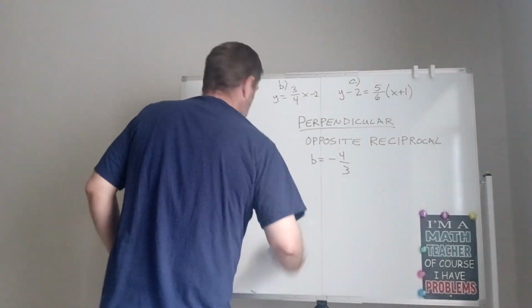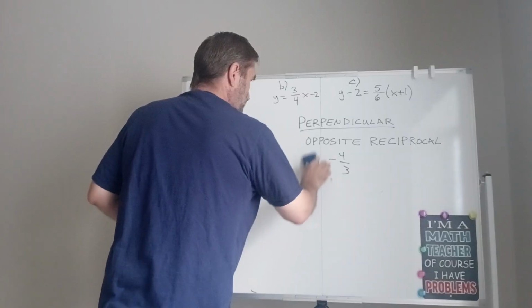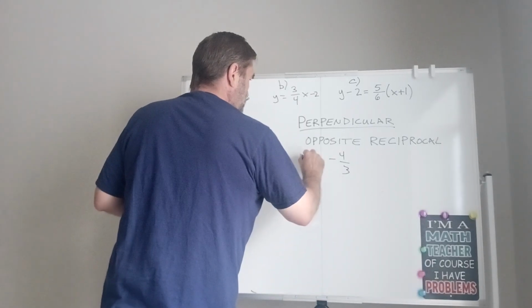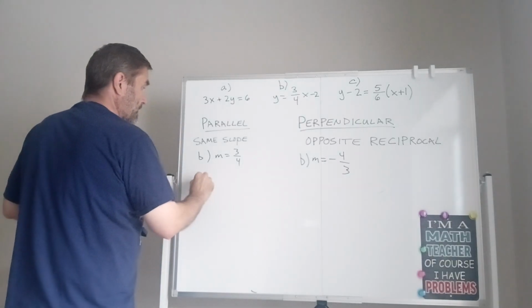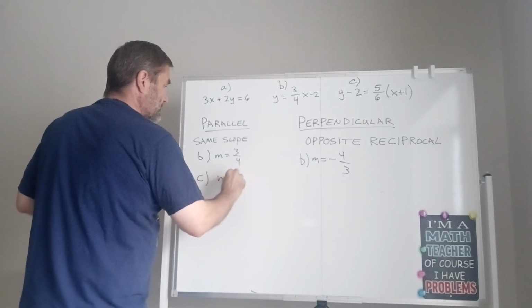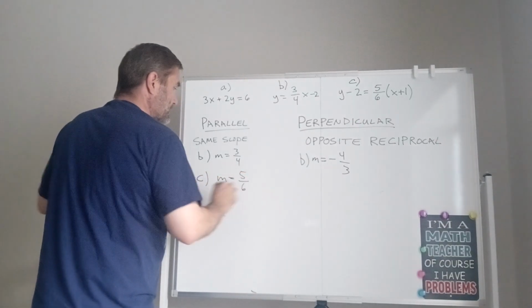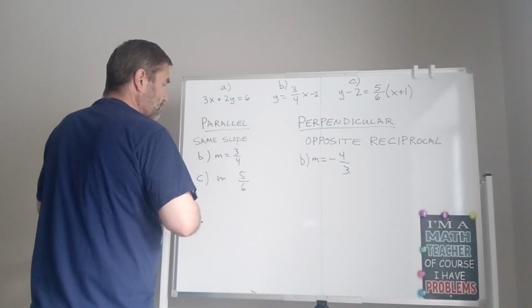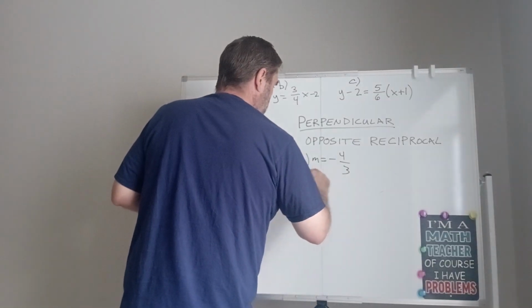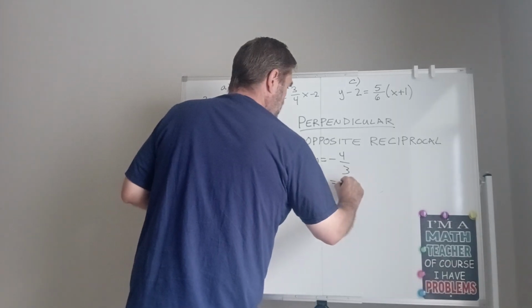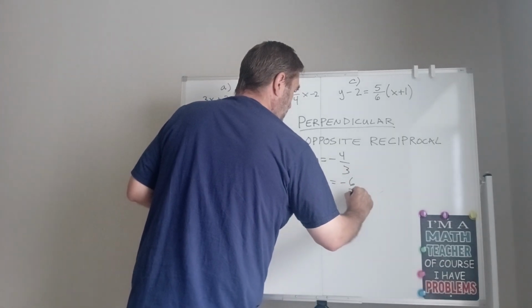So this is B, M equals, sorry, I should rewrite that. Number B, this is your slope, M equals. Then on number C, your M is just 5/6. Again, it's just the same slope. You don't need to do anything with it. Just read it right off. Over here, for part C, it's going to be -6/5.